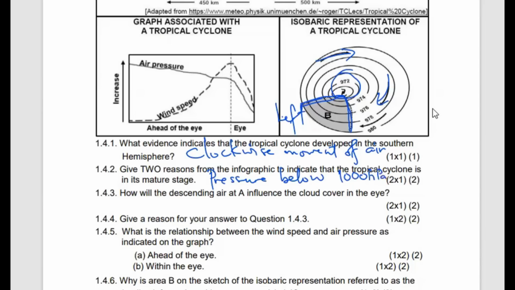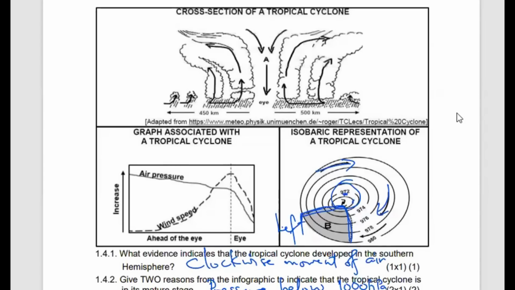So if we check here, this is 972, implying that the interval here is 72, 74, 76. It's 2 hectopascals. It means this one is 970, and the center is slightly lower than 970. So it means this has matured because the center of the system has a pressure which is below 1,000 hectopascals. And also, if we check here, this eye here, the eye is well developed.